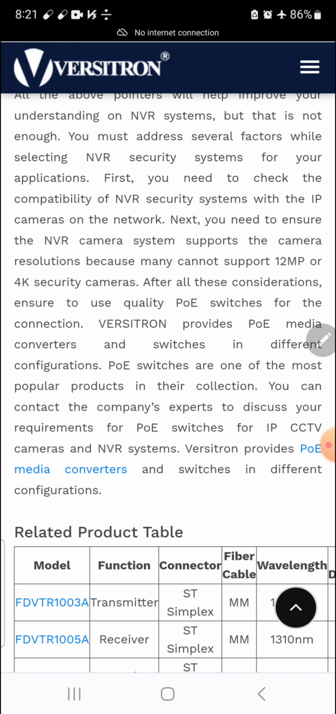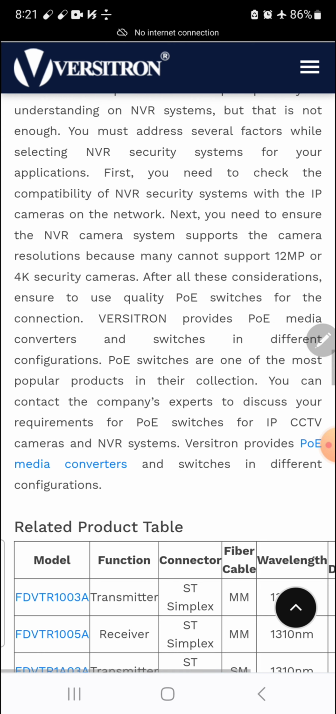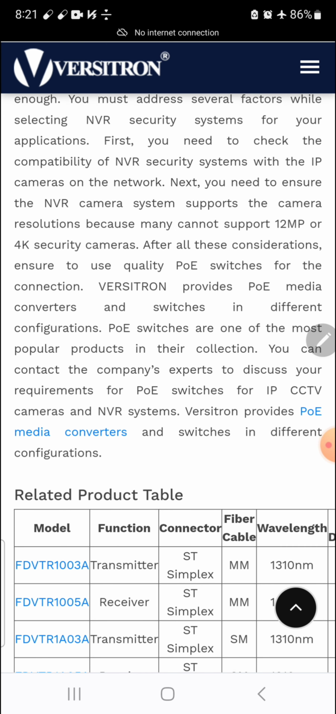Next, you need to ensure the NVR camera system supports the camera resolutions, because many cannot support 12 megapixels or 4K security cameras. After all those considerations, ensure to use quality PoE switches for the connection.